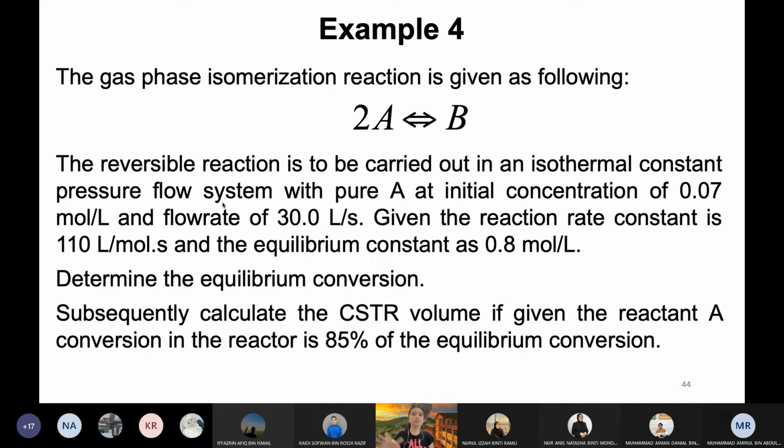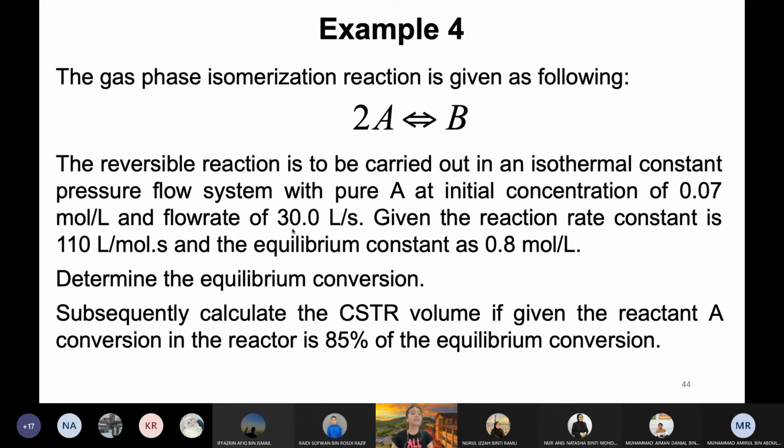Its concentration we have to express differently already. Second, they say pure A. So initially 100% A, meaning the mole fraction of A is 1 initially, YA0 is 1. Why is YA0 1? Because the initial mole fraction of A is 100% A. Then they say the initial concentration is 0.07, so CA0 is 0.07.